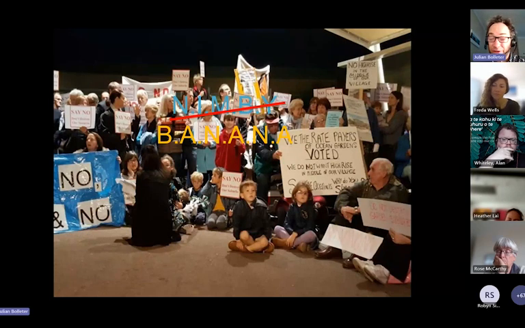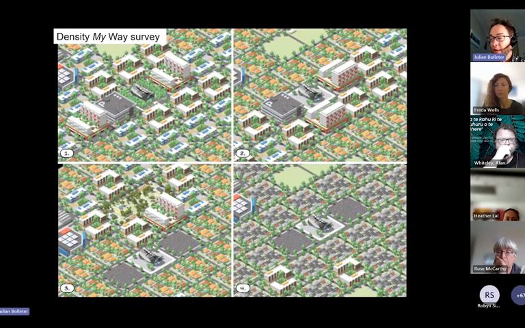In Australian cities, about 13% of people support density in their neighbourhood. So it's a really low figure. It could even be lower in Perth. So we conducted some big surveys. This is a survey we ran, which was called Density My Way. This was mostly focused in Perth, and it actually showed different models of density around a central train station.